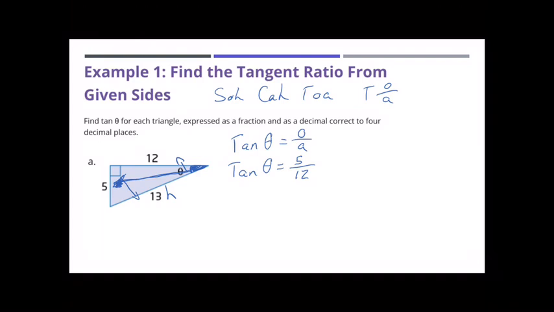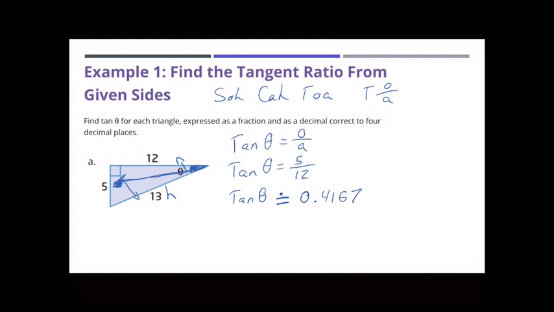As a decimal, so again, this is the absolute correct number. I am now going to write a dot over top or make squiggly lines because now we are rounding to 4 decimal places. So if you did 5 divided by 12, you're going to end up with 0.4167. And that's tan theta.